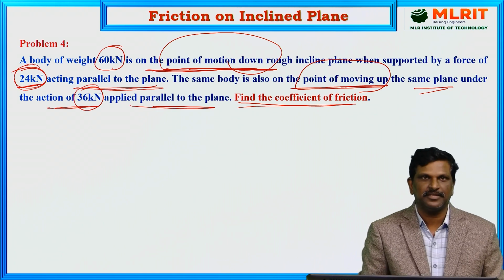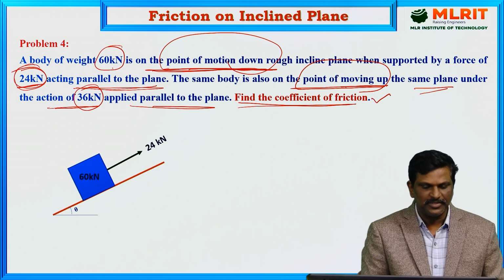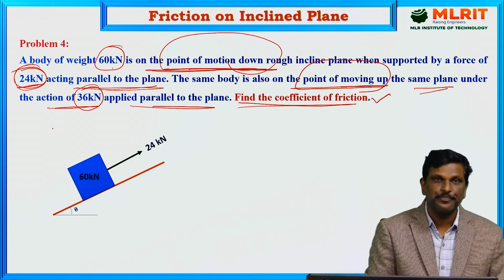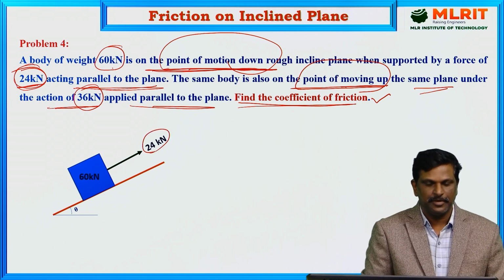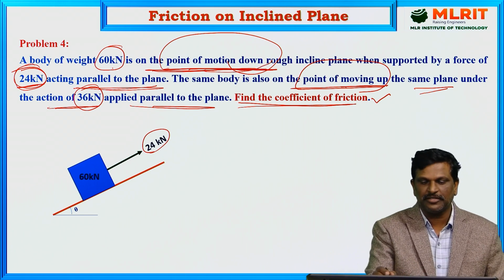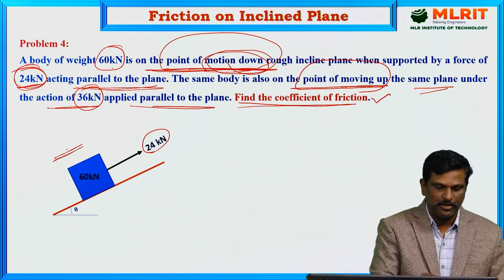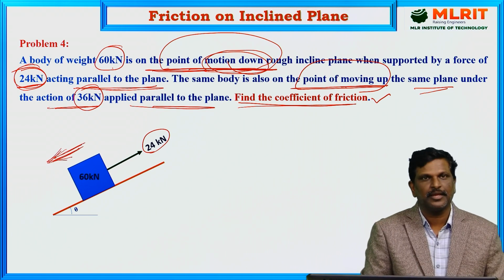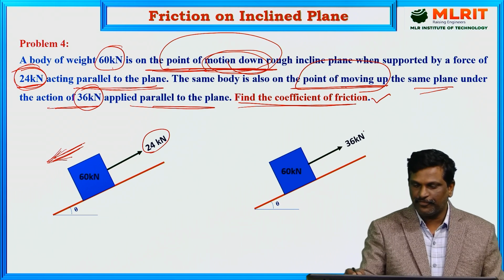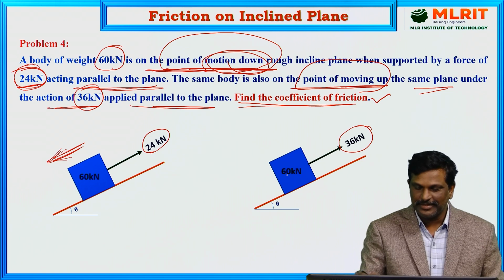This is the problem, this is the case. Let us try to solve this problem. Look at the diagram. This is the diagram for case 1. When the 24 kilonewton force is applied parallel to the plane, the 60 kilonewton block is at a point of, or under the tendency of, moving down. So in this case, the tendency of motion is in the downward direction. And in the second case, when the force is increased to 36 kilonewtons, now the tendency of the body is to move in the upward direction.